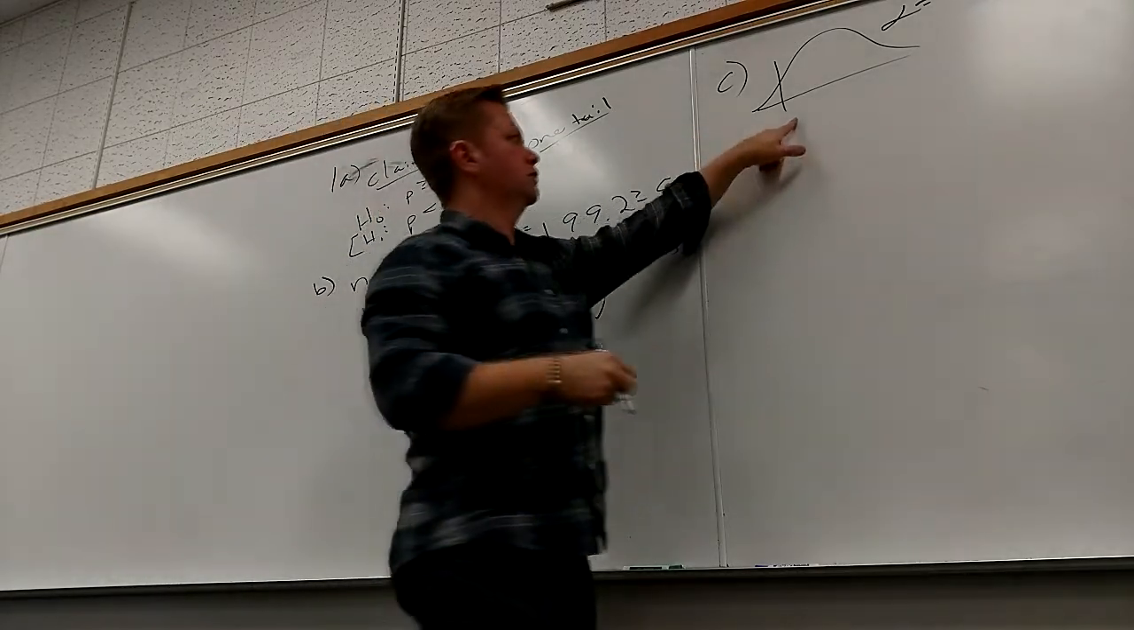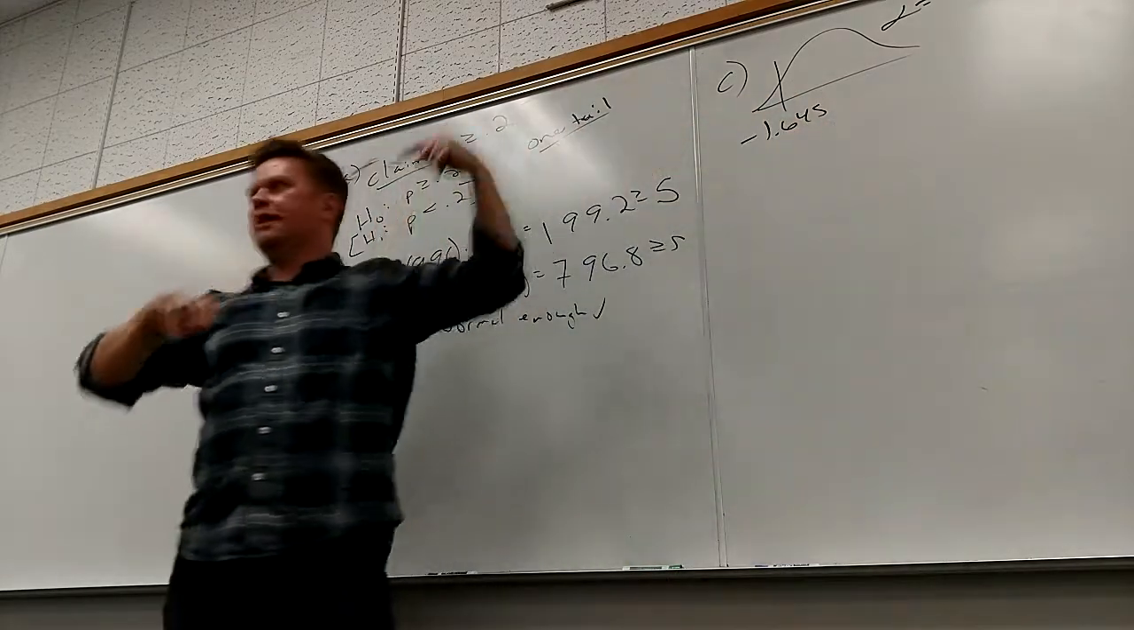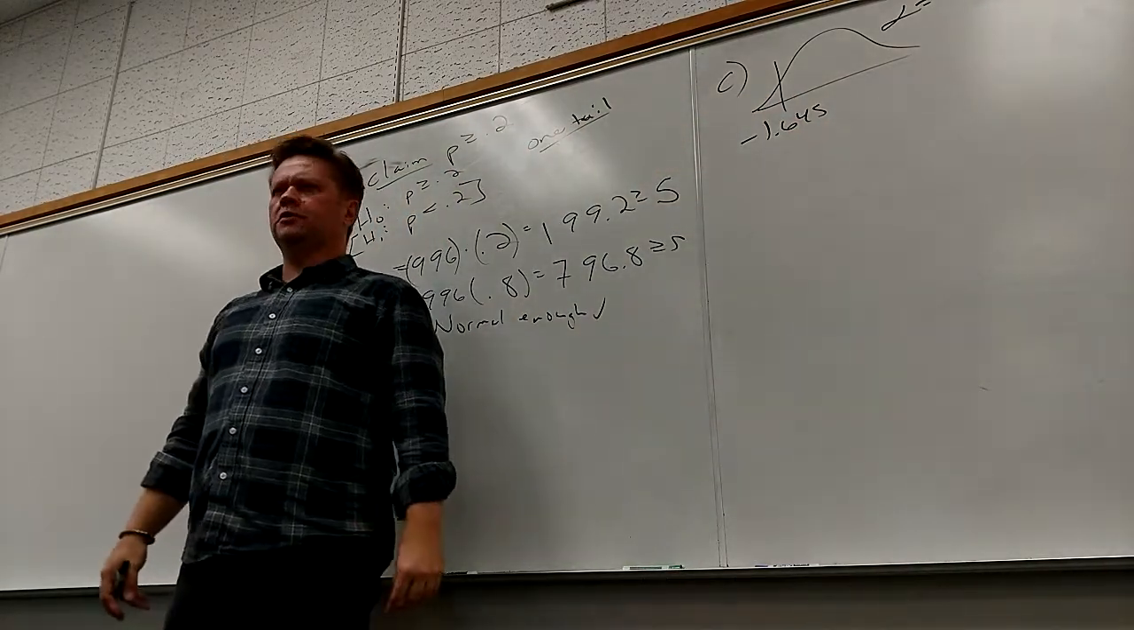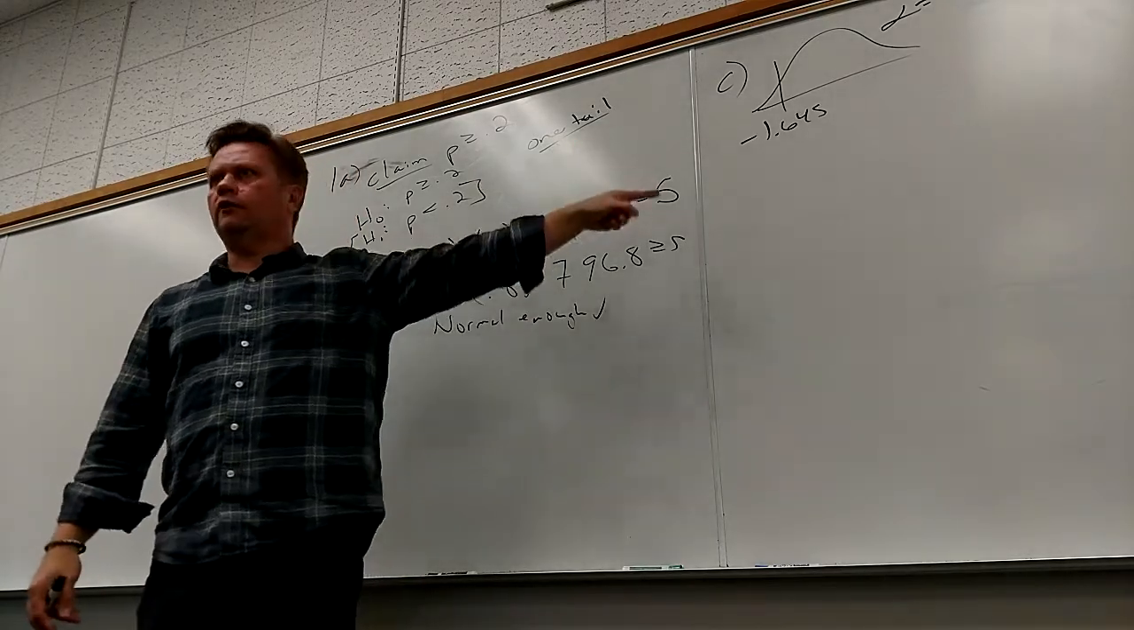All right, so what do I write here? Yes, negative 1.645, because it's down there. You don't just take what the chart says and put that down. It's down, so you better put a negative on it.